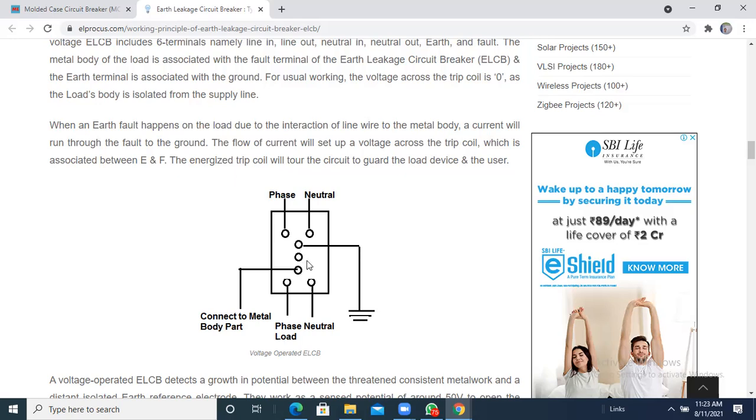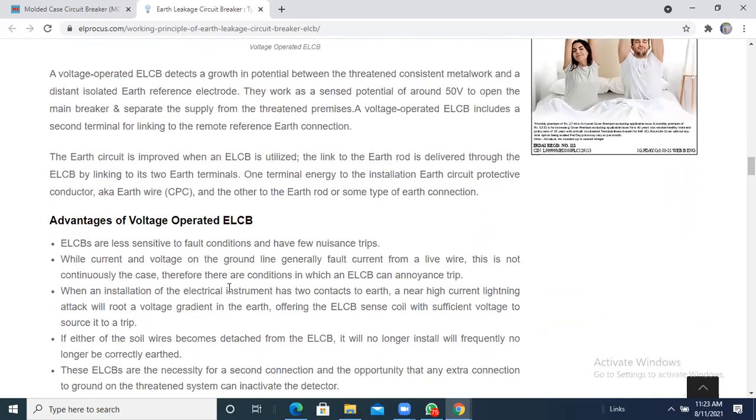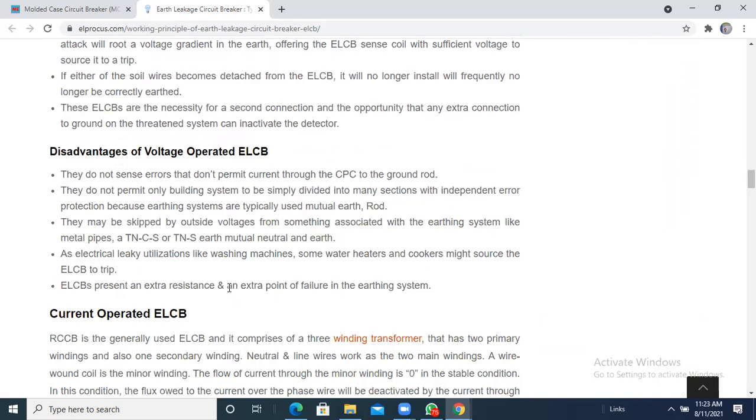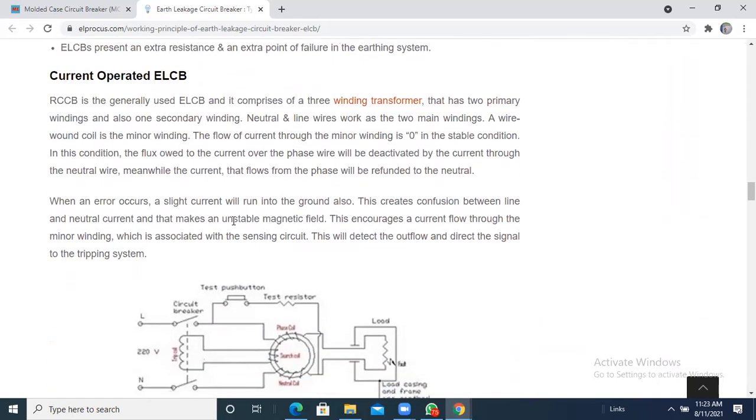So when there is a potential difference, when some impedance is observed in the earthing point, this ELCB will operate and it will open the circuit. Okay, that is about voltage operated ELCB. Now come to the current operated ELCB. What is the current operated ELCB?